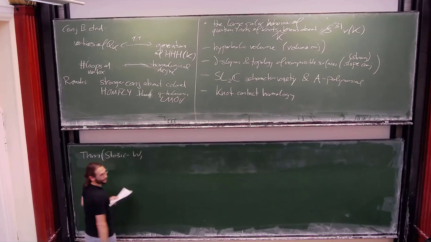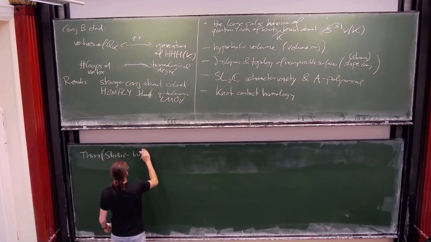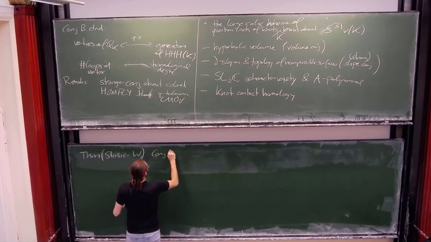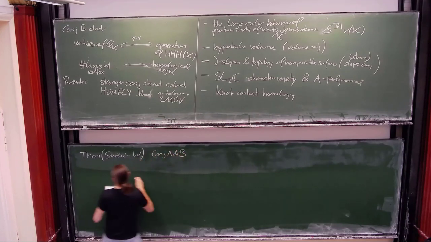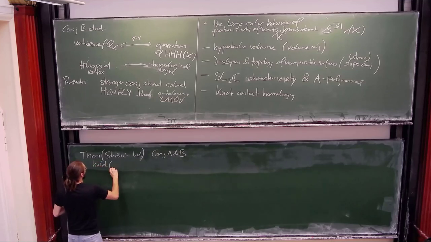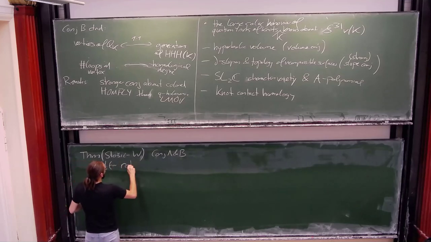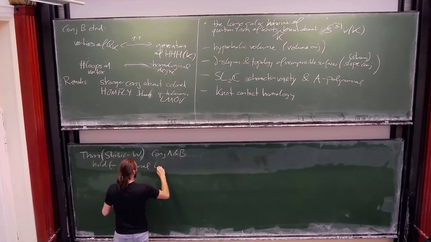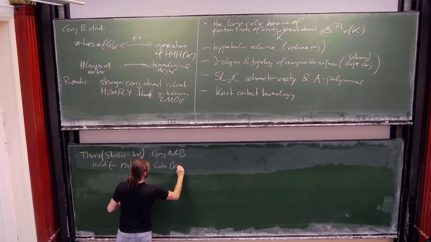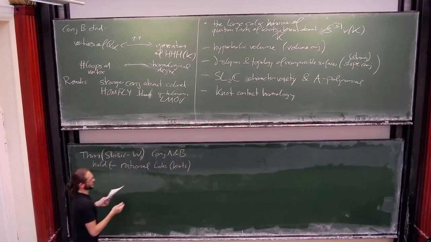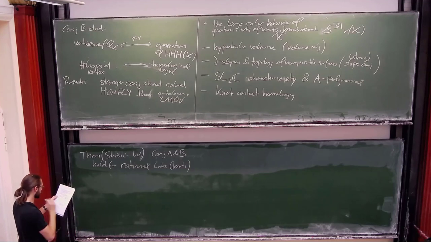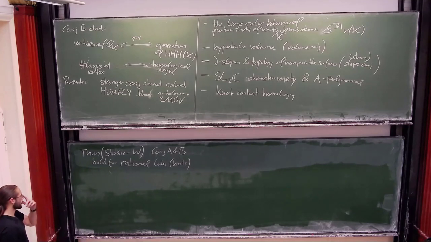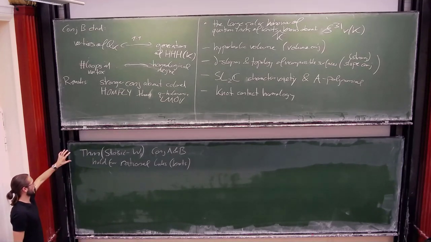From three weeks ago. Conjectures A and B hold for rational links or not. Conjecture B is about not. Okay.